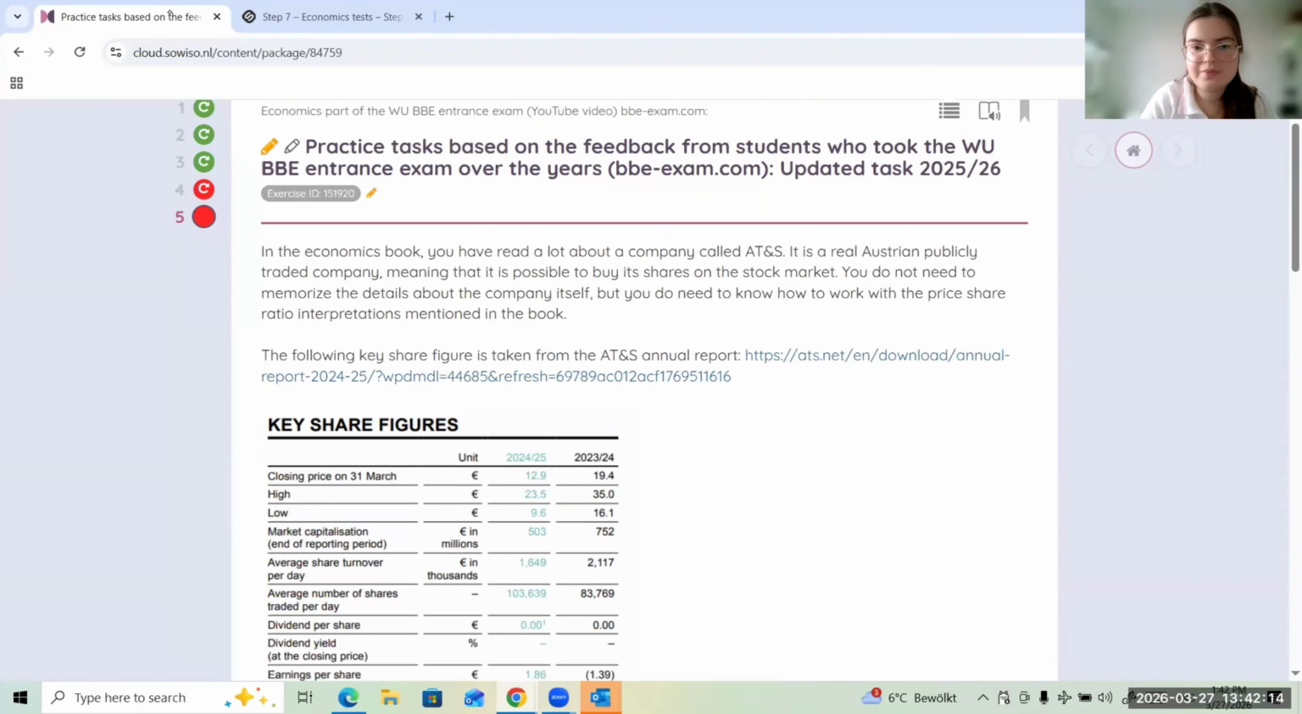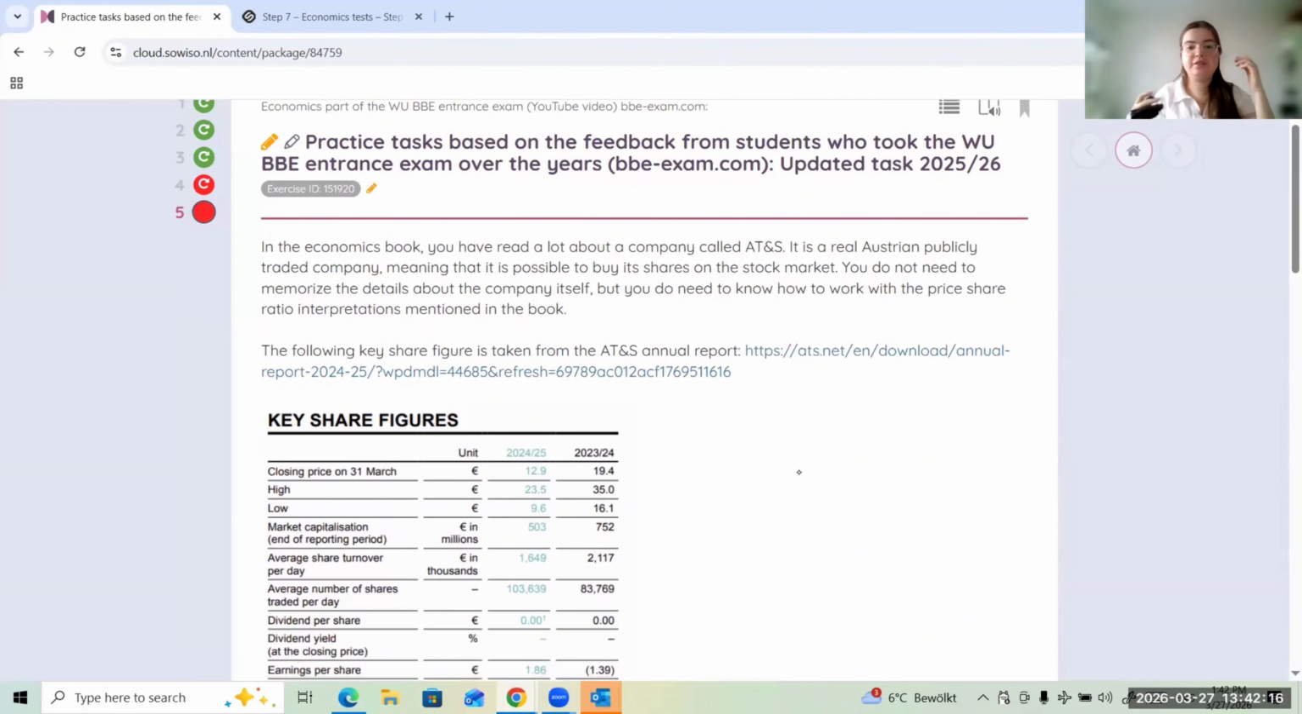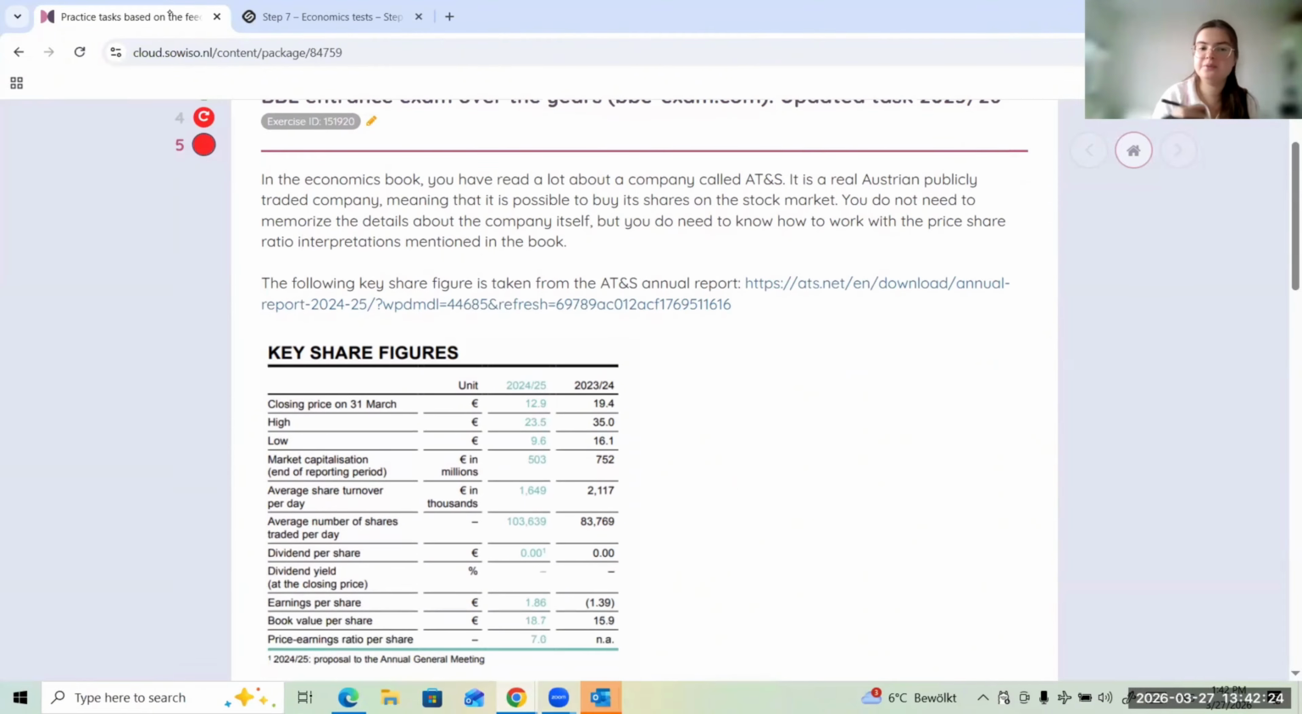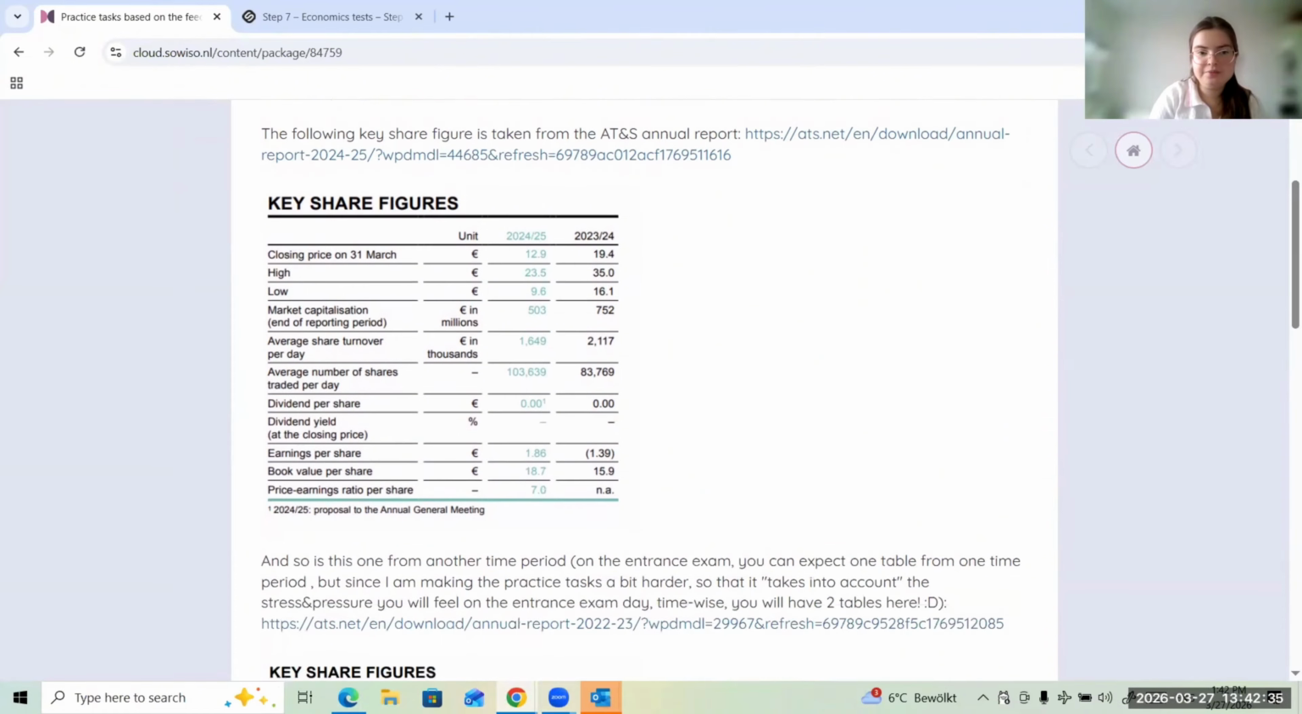So yeah. So here you have the books, and in the book you have the company ETNS. It's actually a real company. It's publicly traded. And here you have some key share figures that I actually took from the reports of the company. It exists. You can look it up. You can also find everything that I have here. So here you have the key share figures.